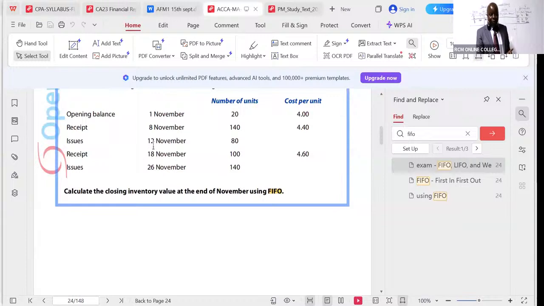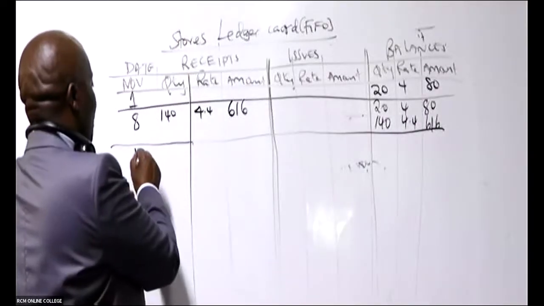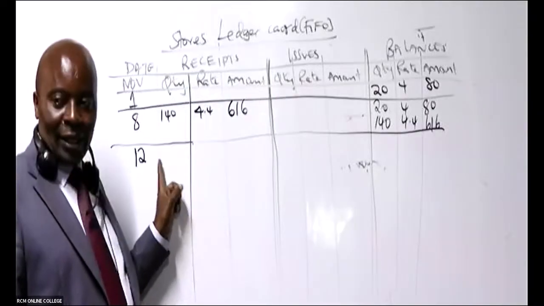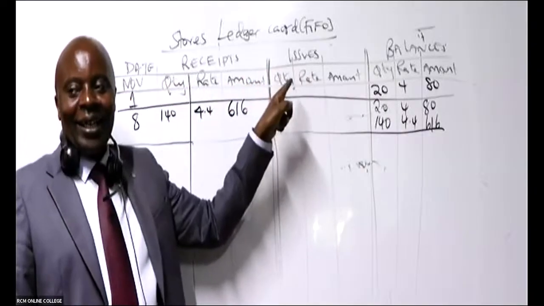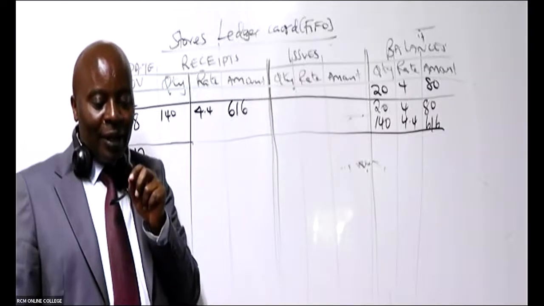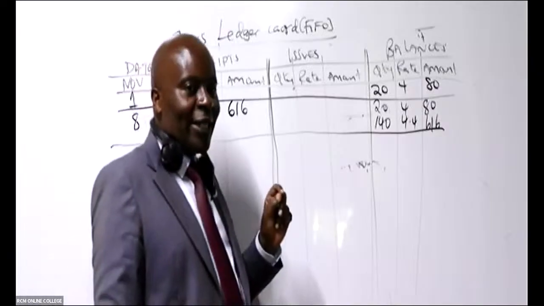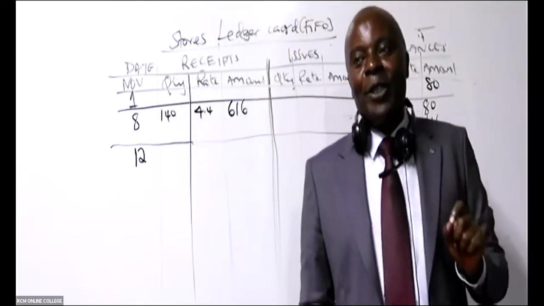So, ladies and gentlemen, after that, we have issues. So on 12th November, we issued. So where do I write that issue? Here, right? Wrong. Issue is here. And how many do we issue? 80, right? So 80. Can we issue 80 at once? No, remember, we have a policy we are using. The policy is FIFO. FIFO is the oldest first.